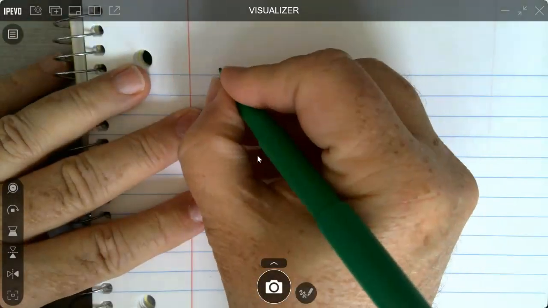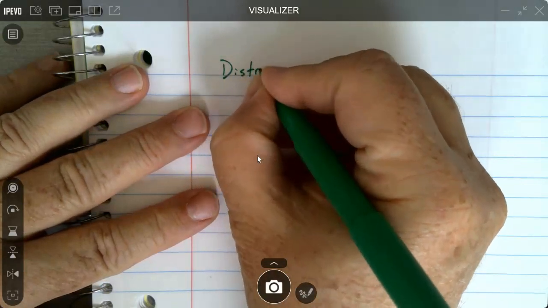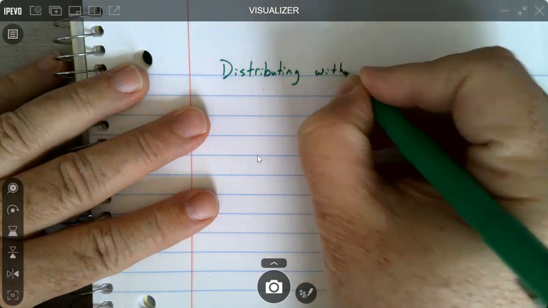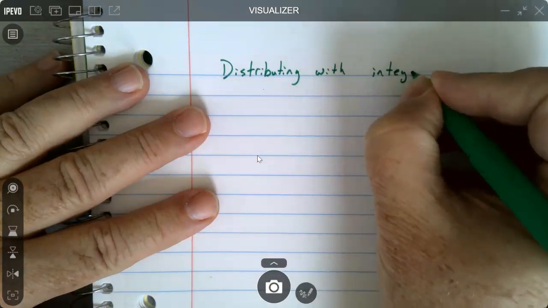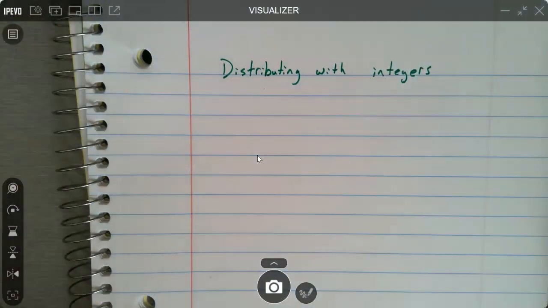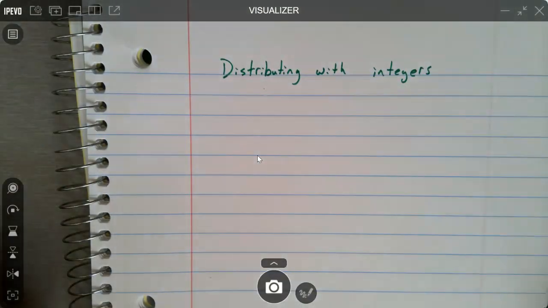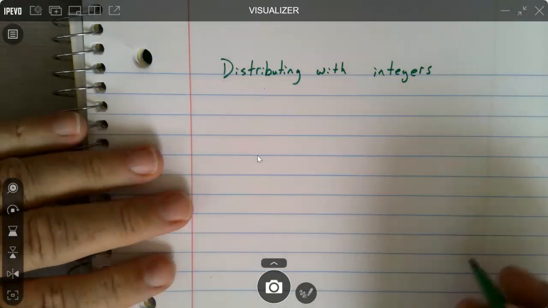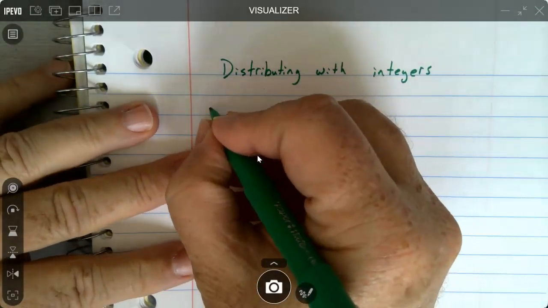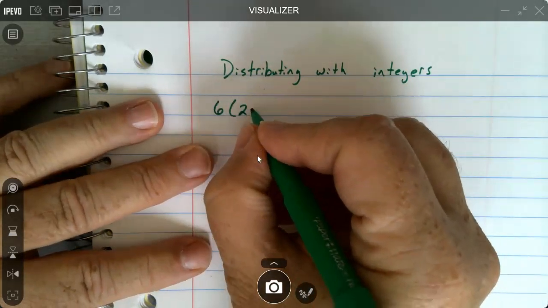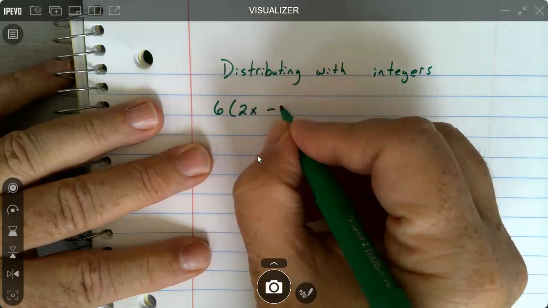All right, everybody. So what we want to do today is distributing with integers. So again, this should be part of our bigger picture that we want to eventually be able to distribute, combine, and simplify longer algebraic expressions. So if you remember our distributing property, we'll start with one that we've already done. So let's say we had 6 parentheses 2x minus 4.